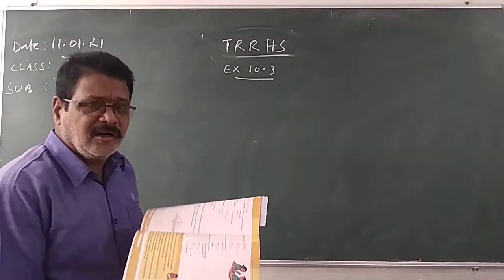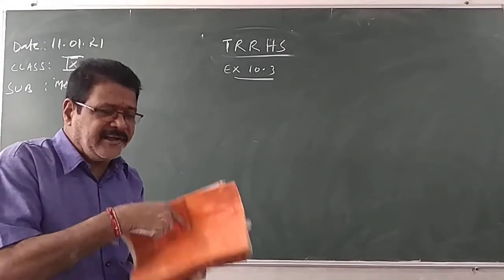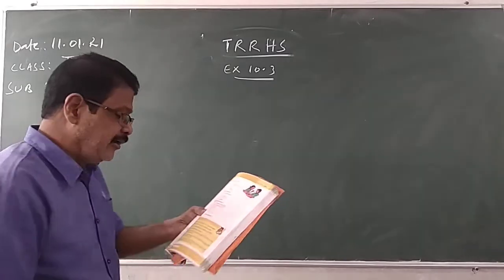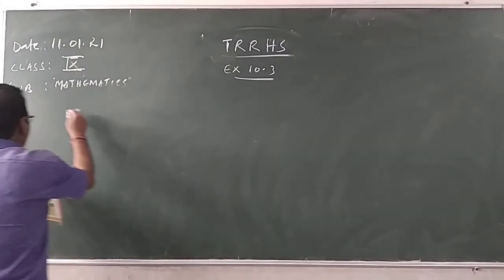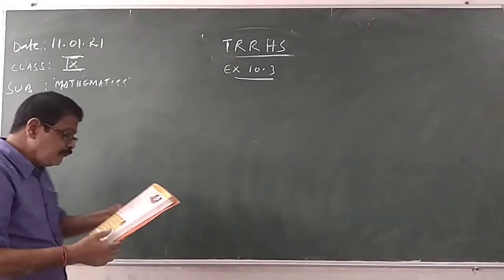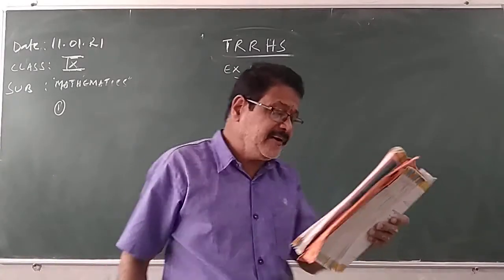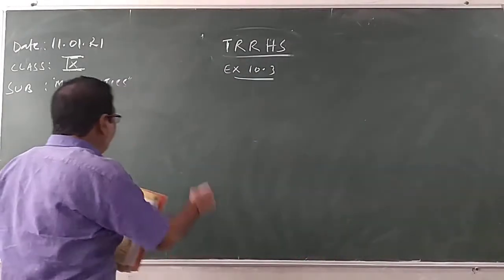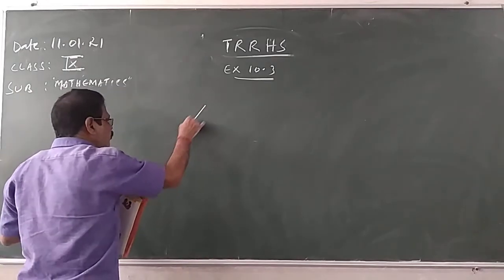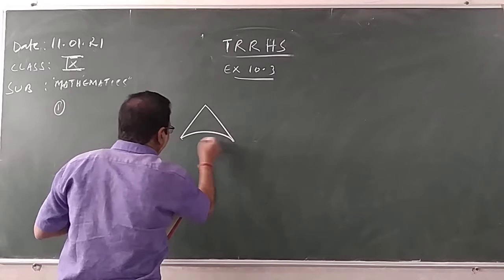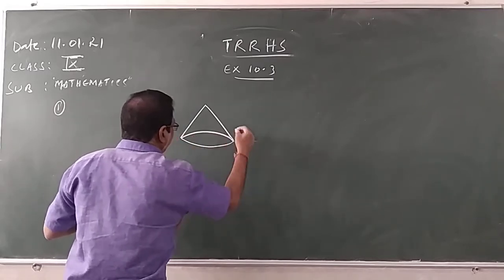Now let us start the cone related exercises. Exercise 10.3. We will solve the problems in exercise 10.3. Now first problem. The base area of a cone is 38.5 square centimeters. Its volume is 77 cubic centimeters. You need to draw the diagram wherever a diagram is required.